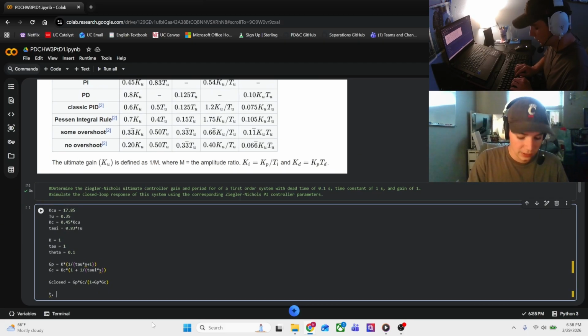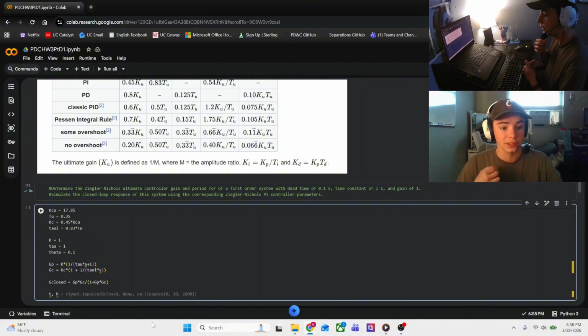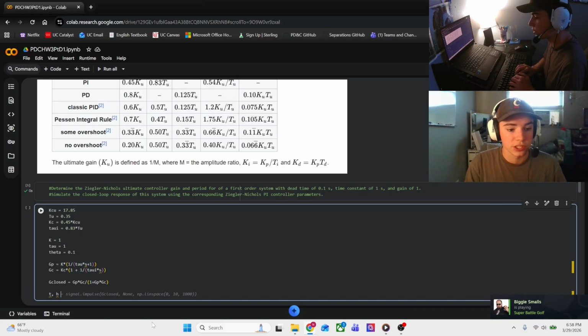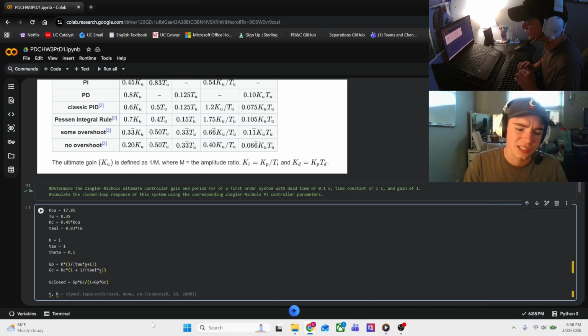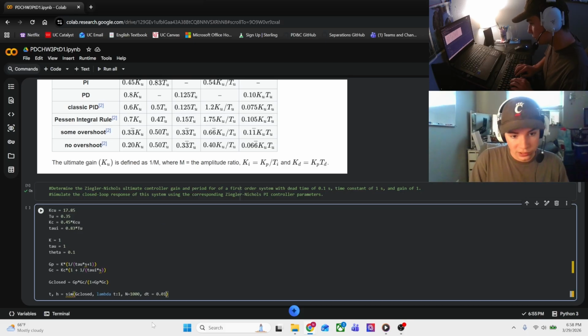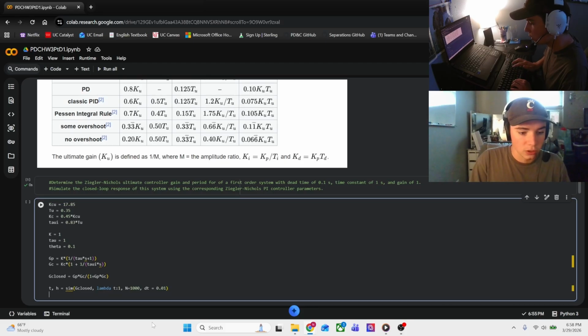So we've got our T and our H, even though this particular problem, we're not actually looking at tank height or anything. They're familiar variables, so we're going to stick to T and H for now. So we're going to say T and H equals sim of our G closed, the lambda times step of 1, n equals 1,000, and then our dt is going to equal 0.01, so we're not looking all choppy. That all looks good.